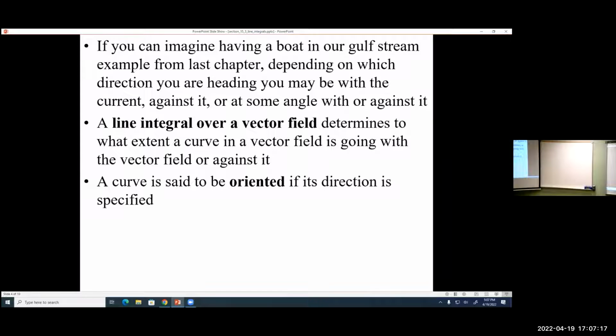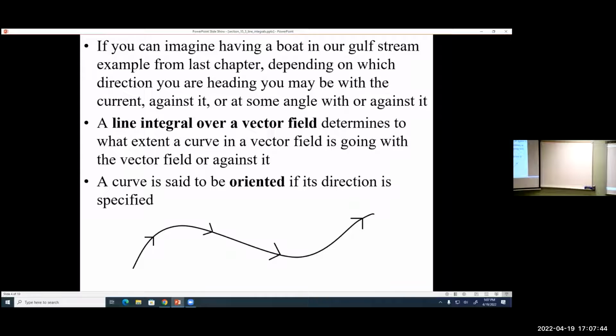Now, in order for us to do these, we have to have what's called an oriented curve, meaning it has to have a direction. Again, you can imagine a boat going through the water. It's going to be going in a specific direction. So one of the things that we'll talk about as we go along these curves is what direction are we heading, because that makes a difference in our line integral.